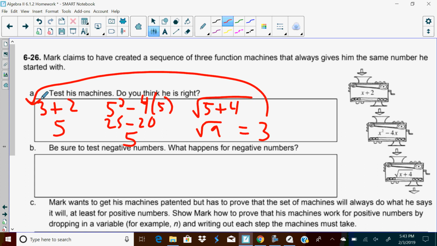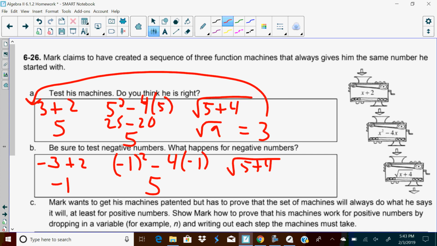So it says be sure to test negative numbers. So let's test negative 3. Negative 3 plus 2, which is negative 1. Negative 1 squared minus 4 times negative 1. So I'm going to get 1 minus negative 4, or 1 plus 4, 5. And I'm going to get 5 plus 4, square root, which is the square root of 9, which is positive 3, not negative 3, so it doesn't work. So it doesn't work for negatives.